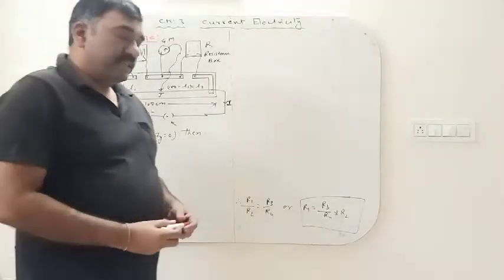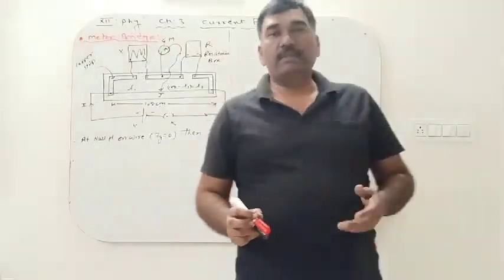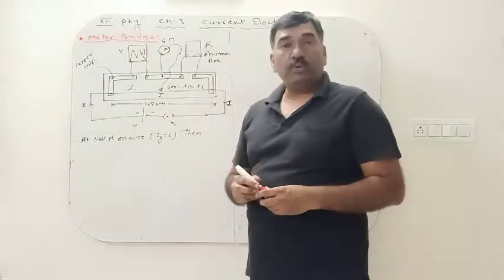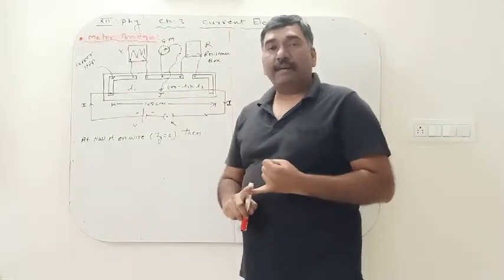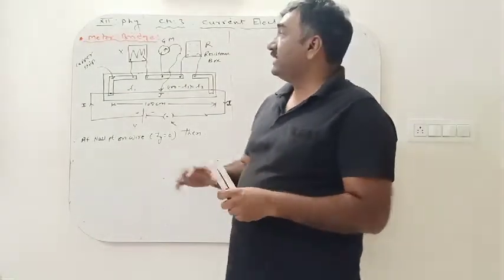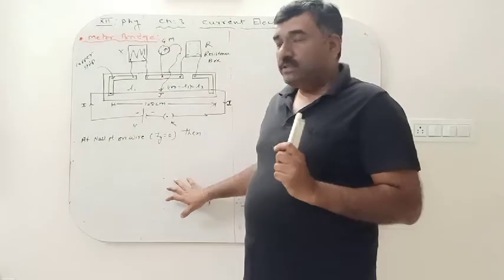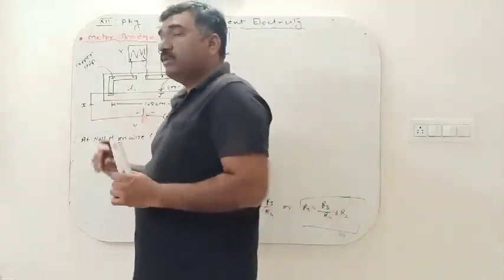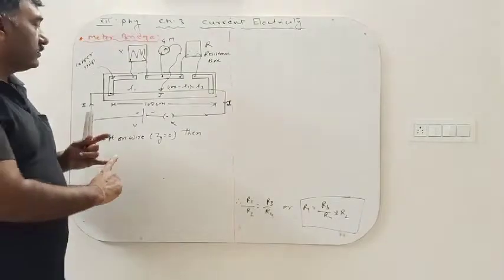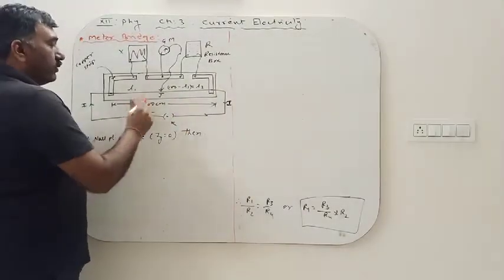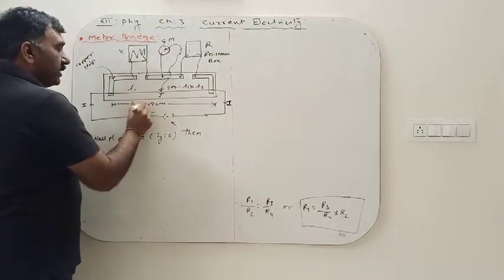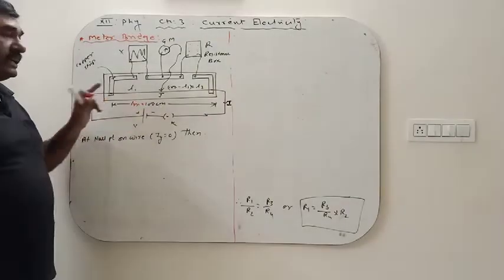So you have learned about the Wheatstone bridge, which is used to determine the unknown resistance, and the practical application of the Wheatstone bridge is the meter bridge. Why is it called a meter bridge? Because the length of the wire which is used in the circuit is 1 meter, that is equal to 100 centimeters. Therefore, it is known as a meter bridge.